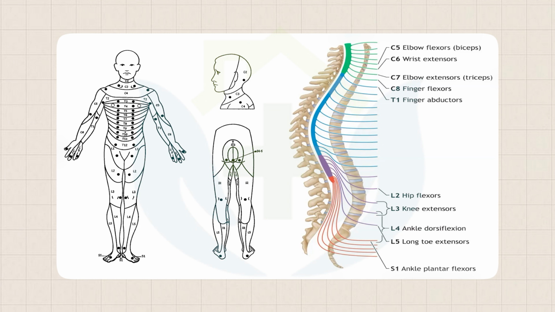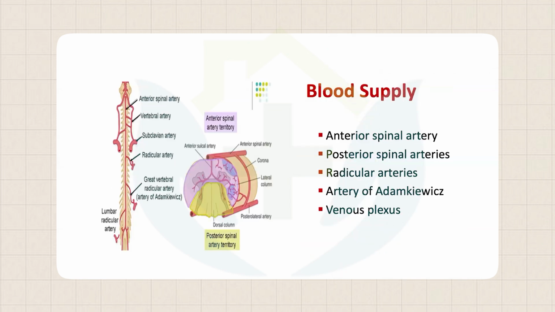Again, this is not the topic for today, but this is a very, very gross overview of the different spinal cord levels and the tracts as per the anterior, posterior, lateral location, and the various dermatomes. The blood supply, anteriorly we get only one anterior spinal artery, which can be a branch of various levels.